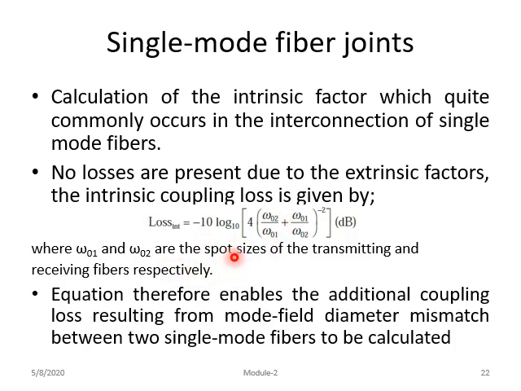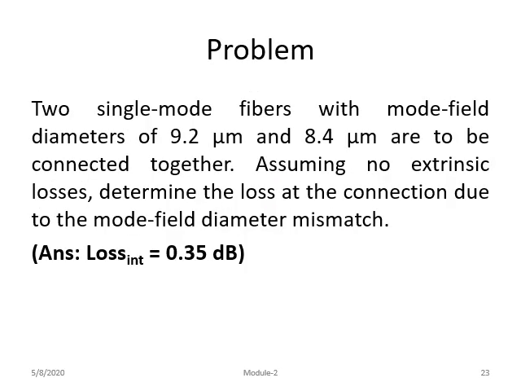If the spot size is different for one fiber and another fiber, then we have a loss because of intrinsic coupling loss, that is minus 10 log base 10 of 4 into omega 2 divided by omega 1 plus omega 1 divided by omega 2, whole to the power minus 2. This gives the loss in terms of decibels. So the equation enables the additional coupling loss resulting from a mode field diameter mismatch between the two single mode fibers to be calculated.